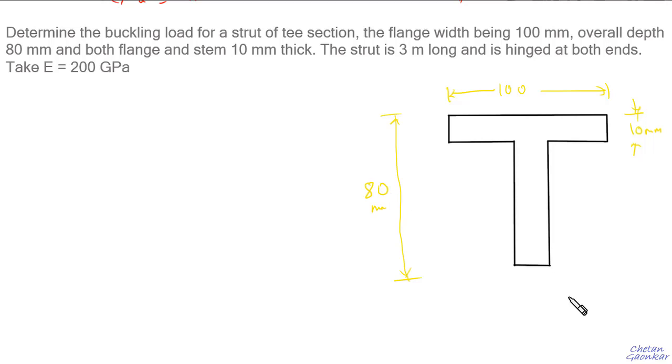And then this thickness again we will take it as 10 mm. So we have this T section. The flange width is 100 mm, overall depth is 80 mm, right? Overall depth is 80 mm, and this width is 100 mm. Both the flange and the web or the stem is of thickness 10 mm, which we have taken care of. The strut is 3 meter long, all right?